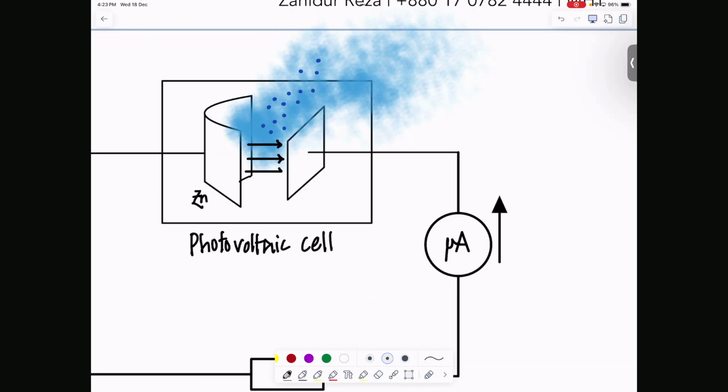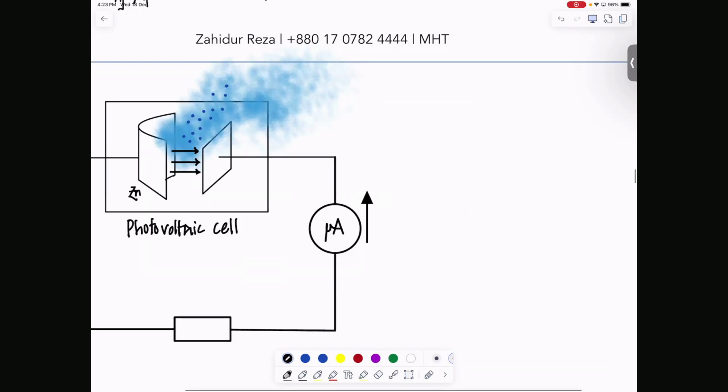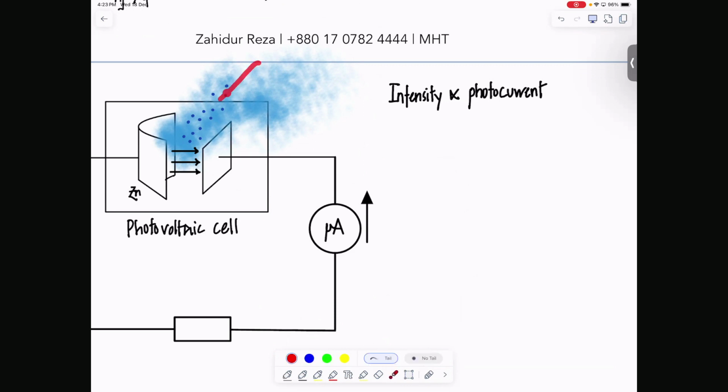So what's happening is electrons are moving here, and these electrons then flow through the circuit and you get a current value. So we have found that there's a relationship with intensity. Intensity does play a role in the photoelectric effect. Intensity is directly proportional to what is called the photocurrent. Photocurrent means the current generated from this light. But there's a catch. Can you tell me what the catch is?